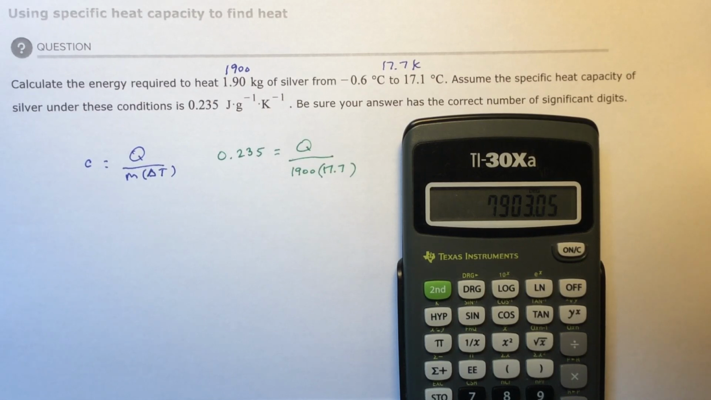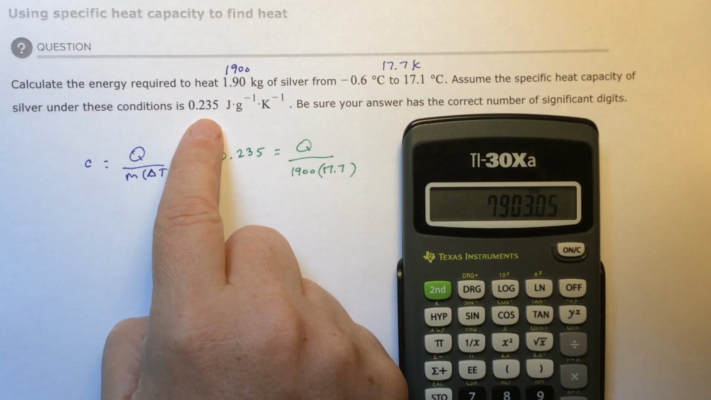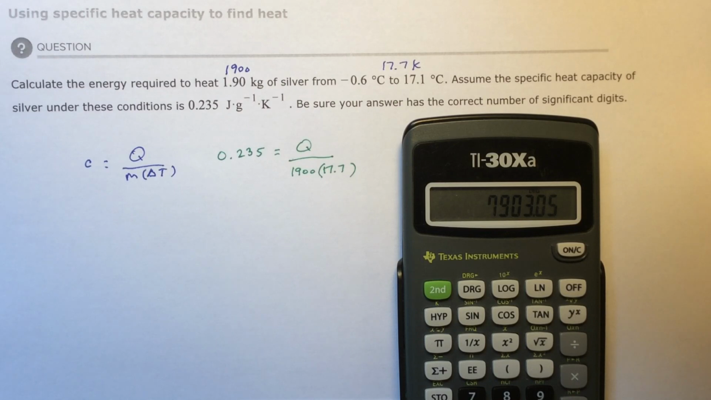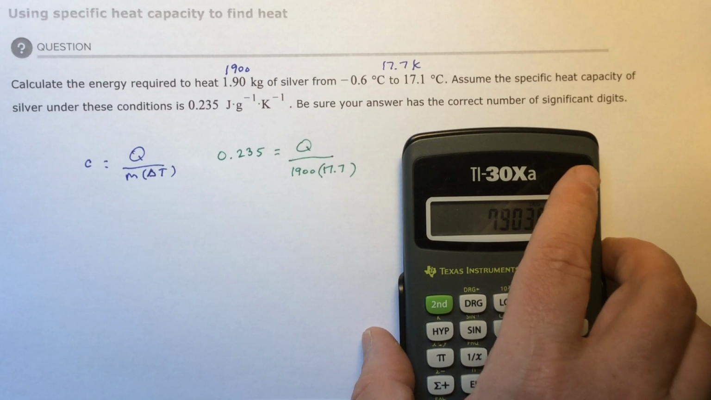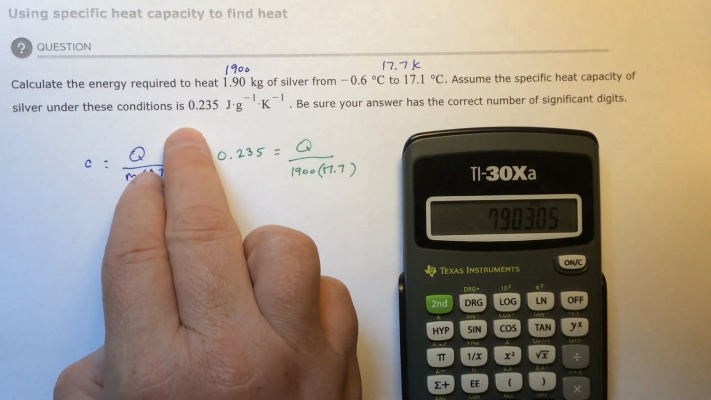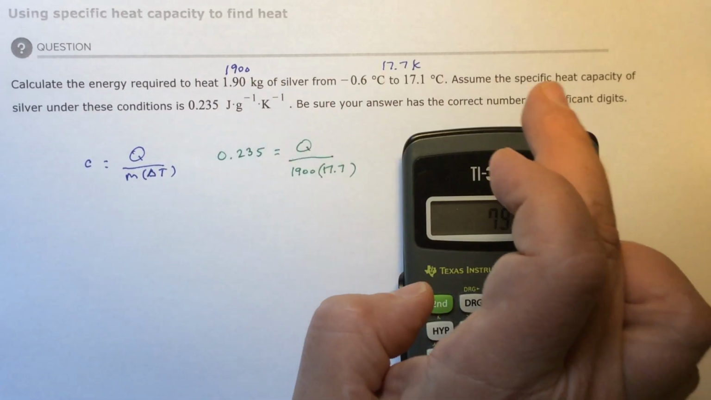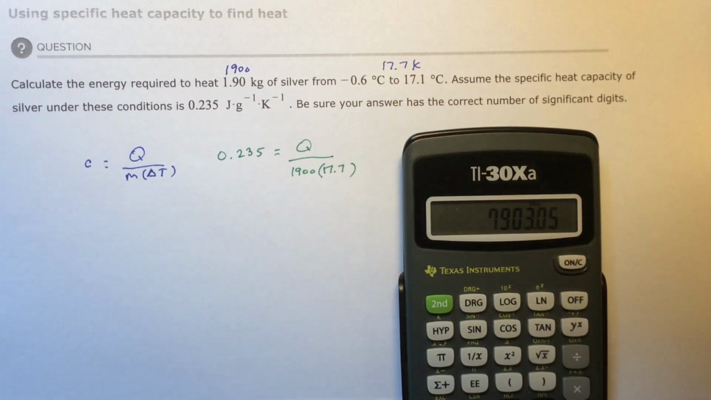So I need to know how many significant digits I've got. I've got 3 here. I have 3 here, 3 here, 3 here. So that means I need 3 in total.